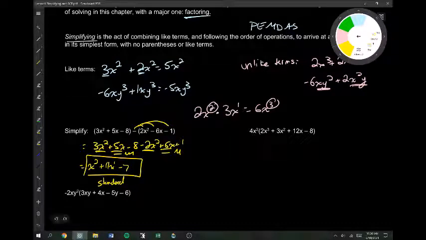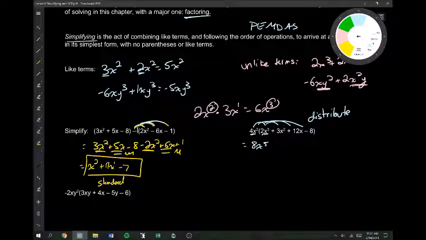Okay, here's another one for me to simplify. This is going to involve distribution. I distributed last time also. I distributed the negative 1 that was here. Here I'm going to distribute 4x squared. So every single term gets multiplied by 4x squared. 4x squared times 2x to the third is 8x to the fifth. That was my first one, 4x squared times 2x to the third.